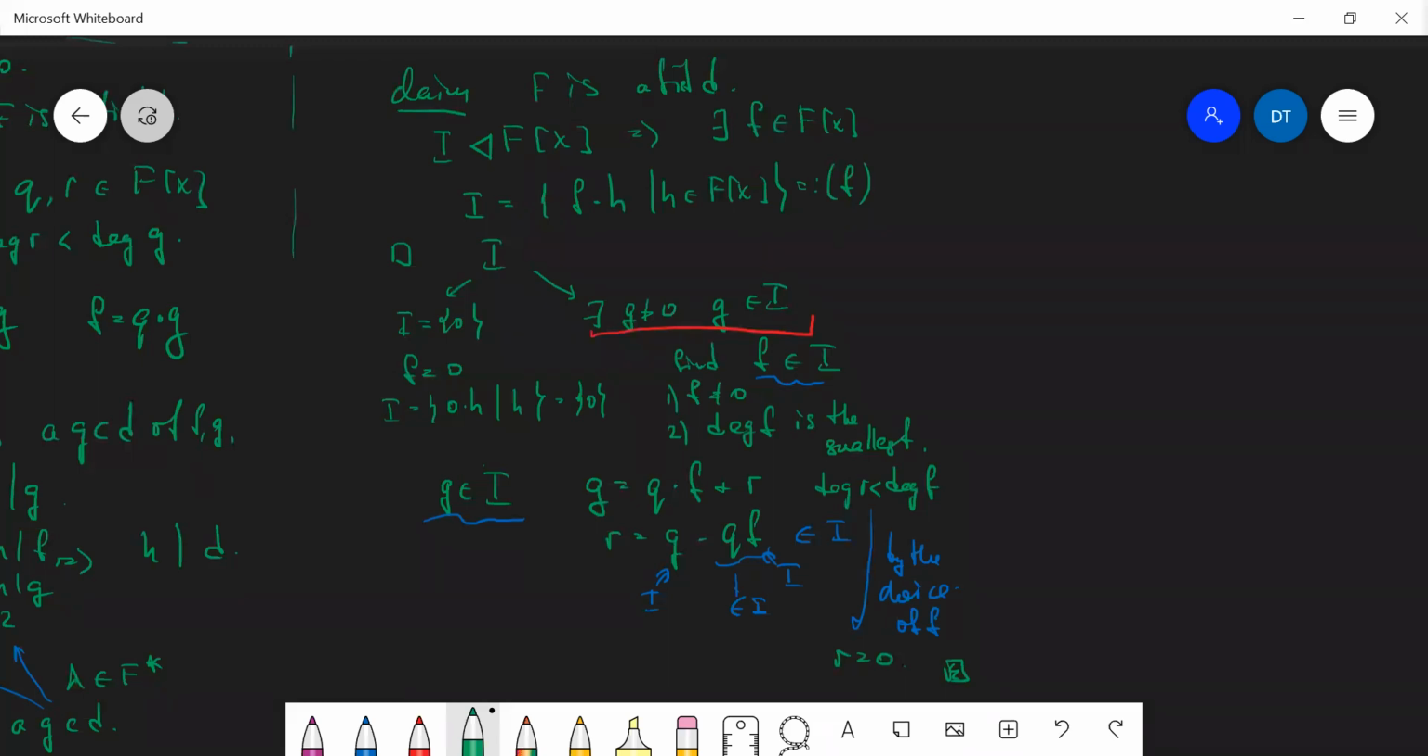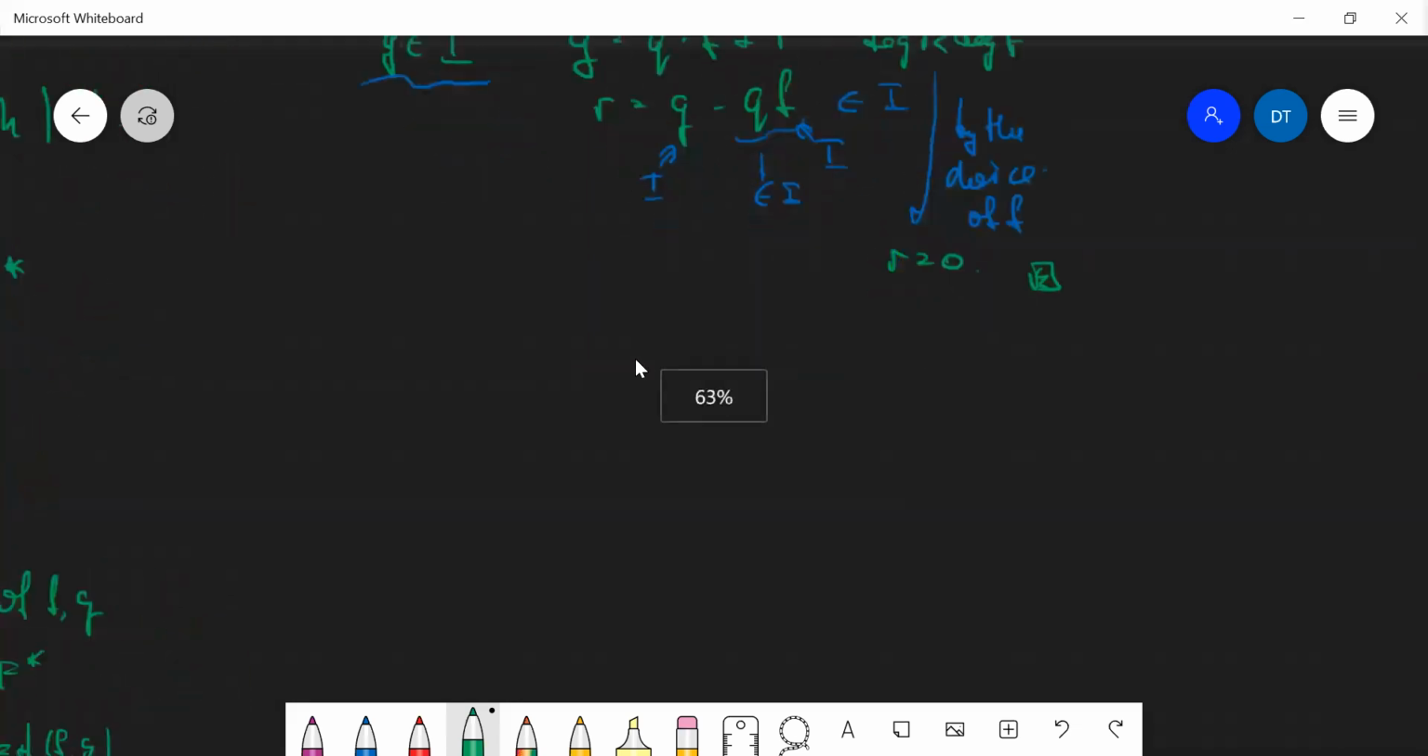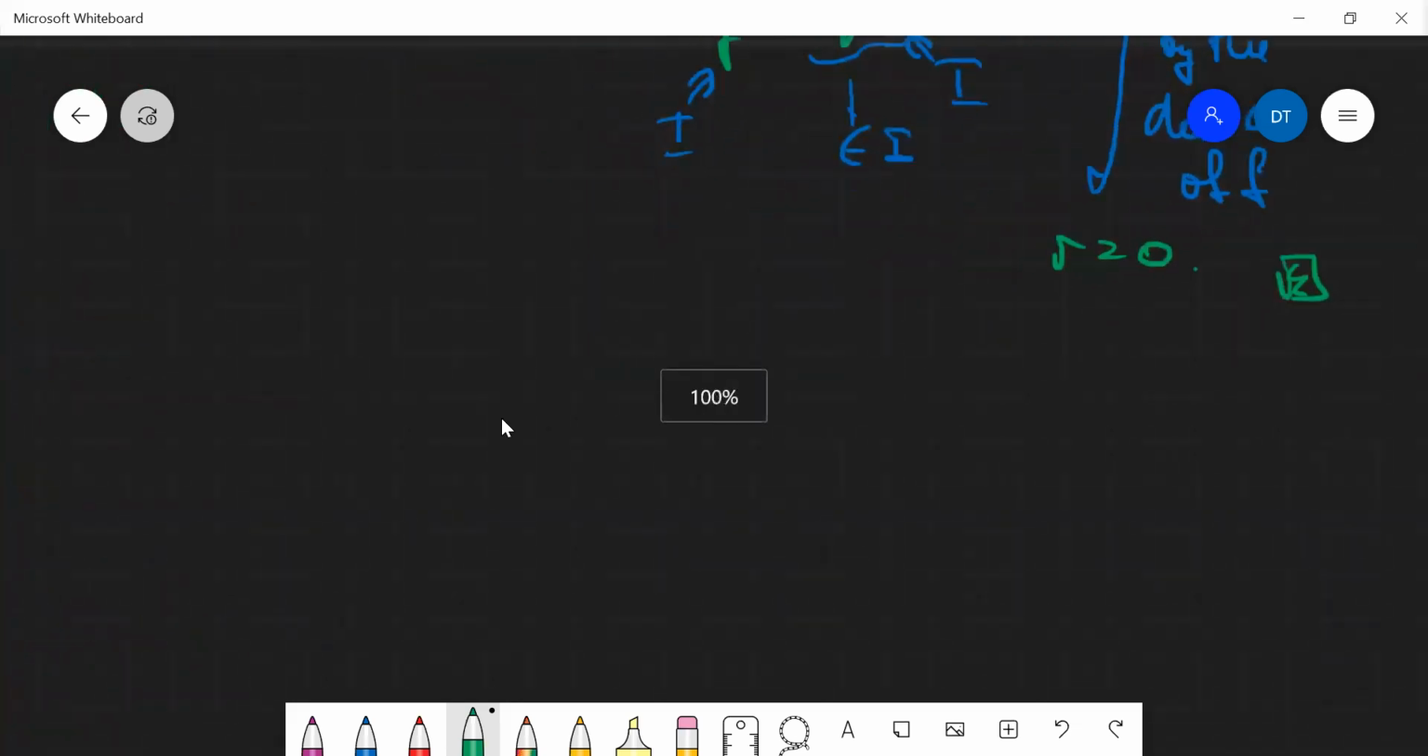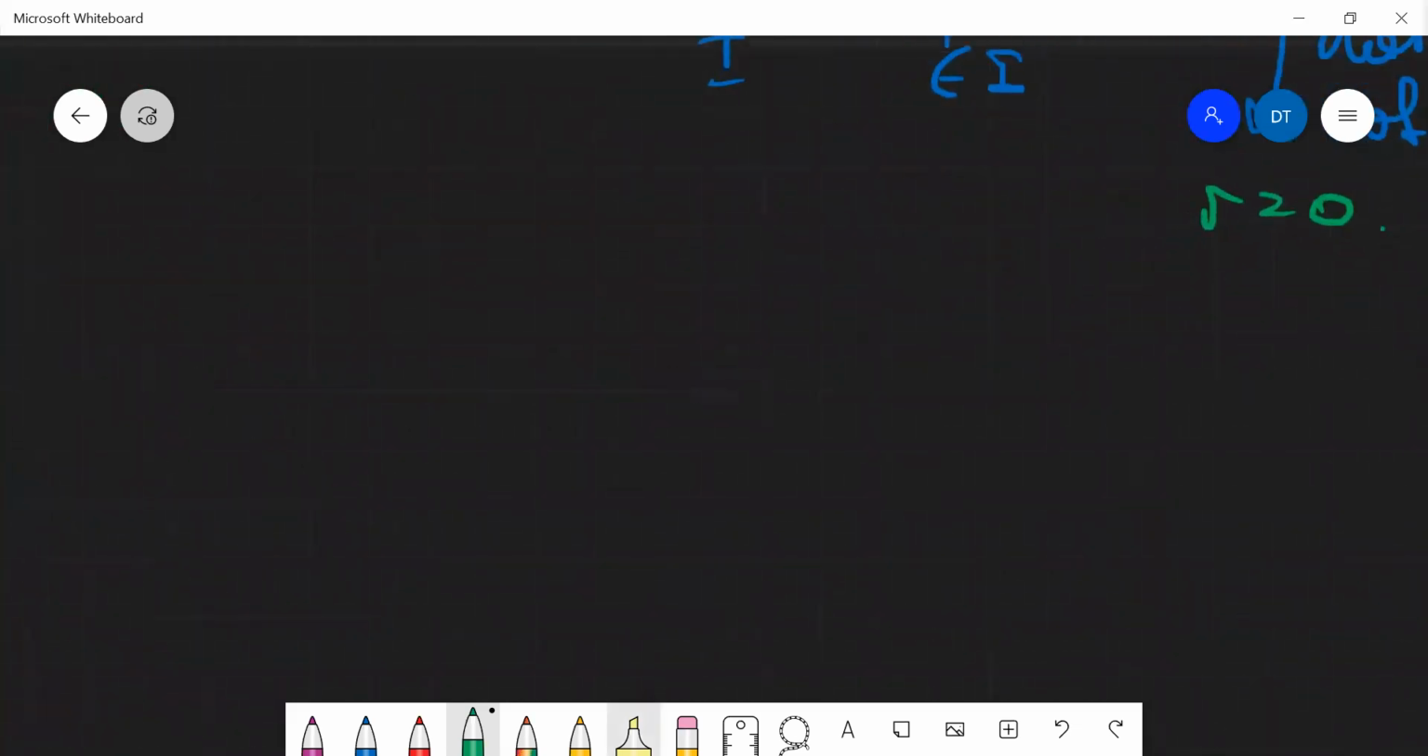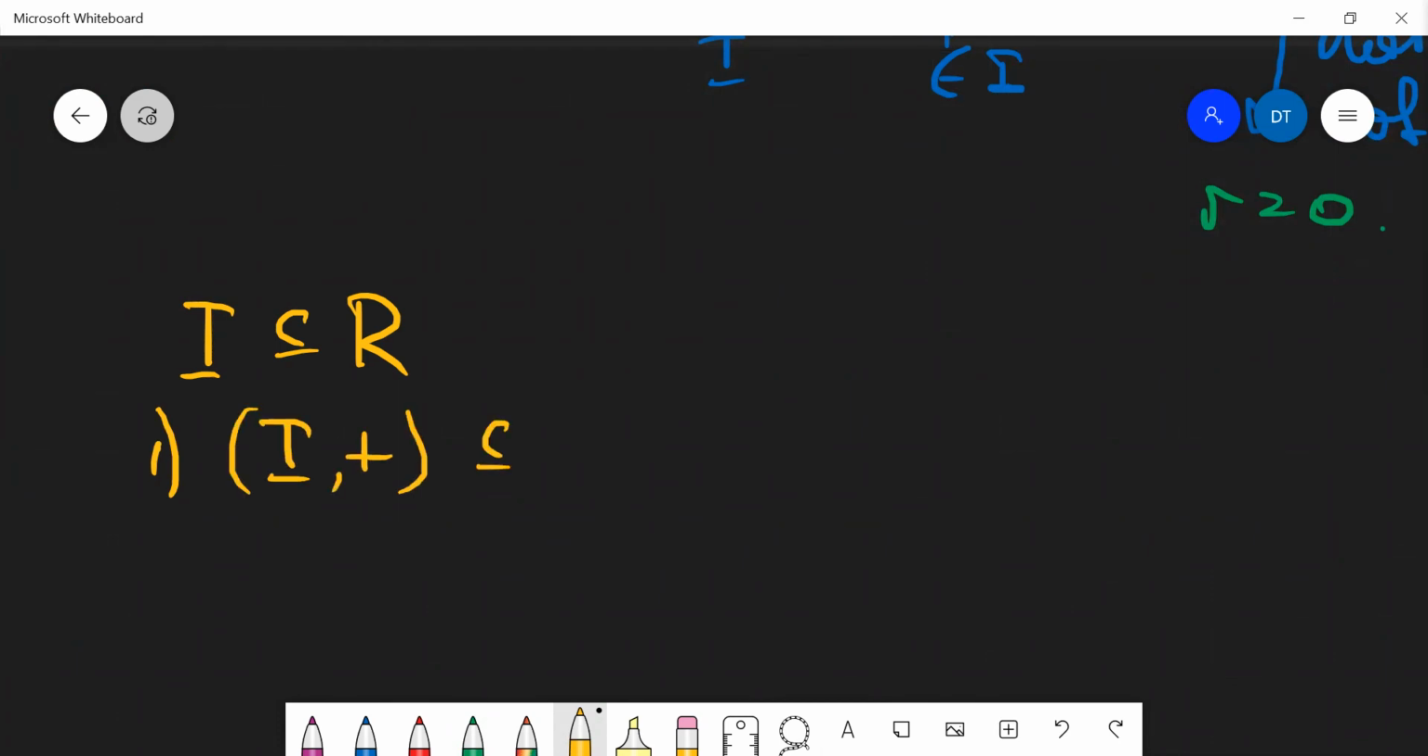Sorry, can you please recall the definition of an ideal? Oh, okay. Give me a second. A subset of a ring R is an ideal if it satisfies two properties. First of all, it must be an additive subgroup. So if you forget about multiplication, this is a subgroup.